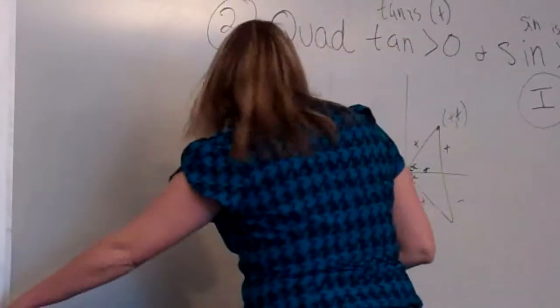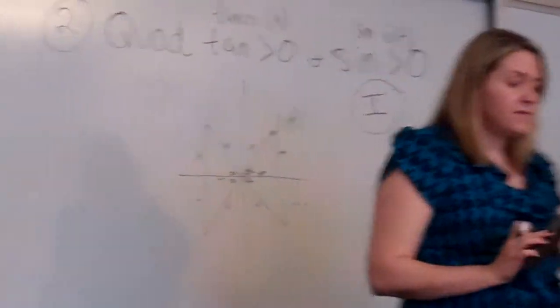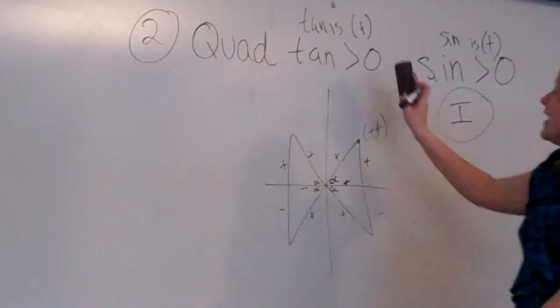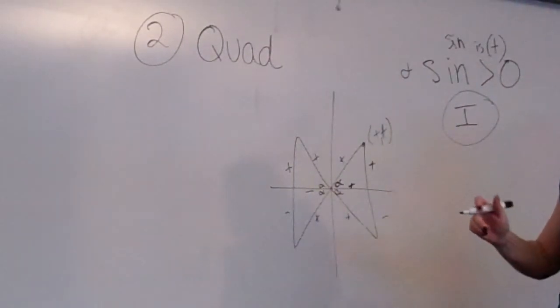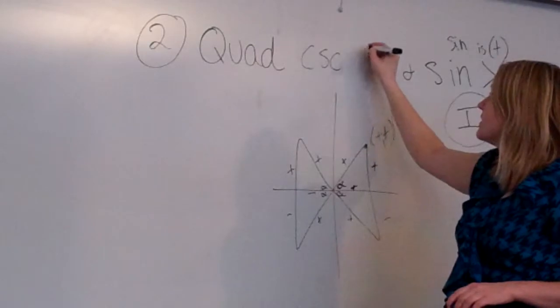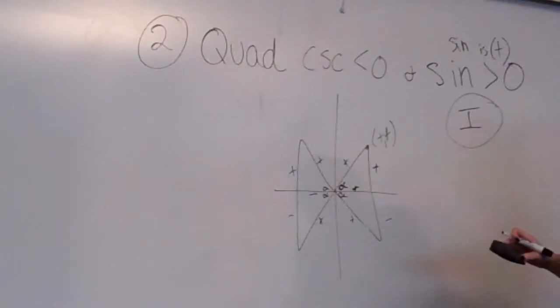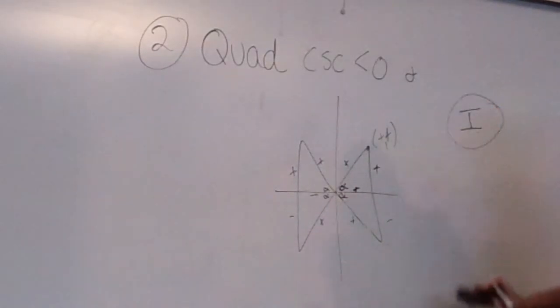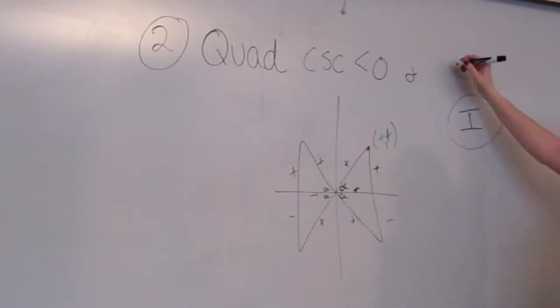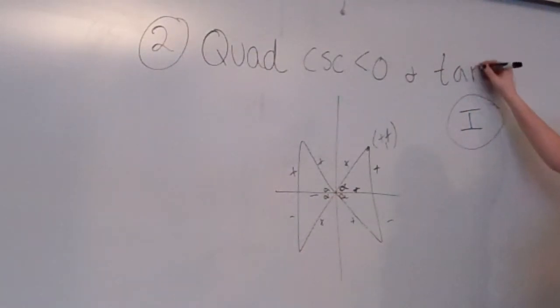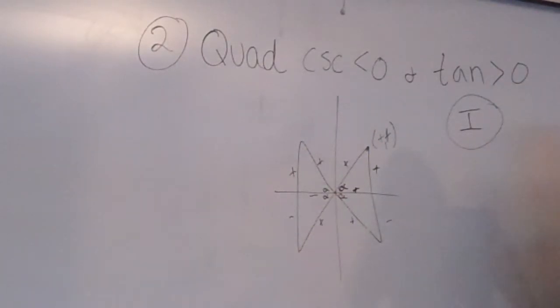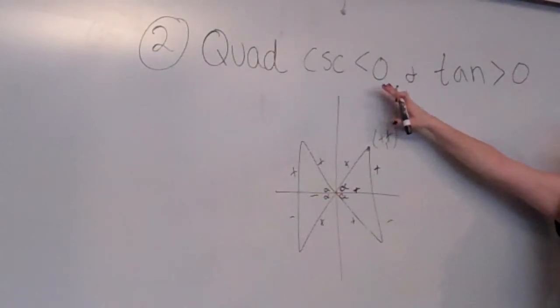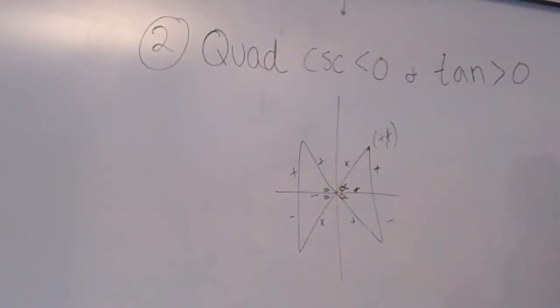Alright, what about instead of being tangent positive and sine positive, what if we have cosecant less than 0? And someone give me another one. Secant, tangent, what do you want, negative or positive? Negative. Let's make it positive. Alright, so we're looking for a quadrant where cosecant is negative and tangent is positive.